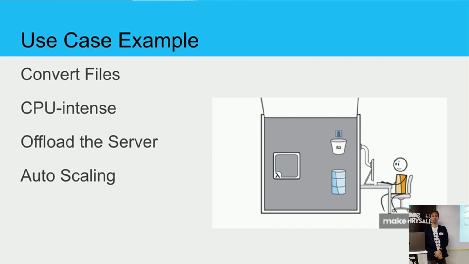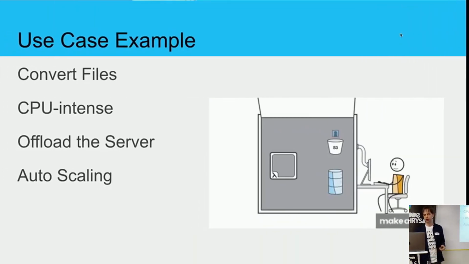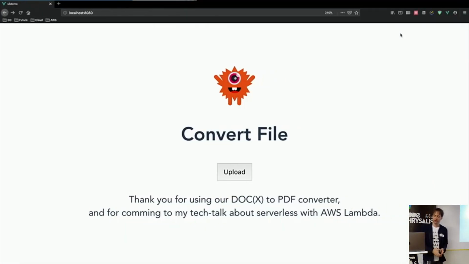And this is a perfect place to offload your main server and have this conversion function running in the cloud and serverless, much thanks to auto-scaling. And that's one of the applications I did. So I refer to this, so demo. I made this small little file converter. This server is running on my localhost, but the file conversion is done on the Lambda.